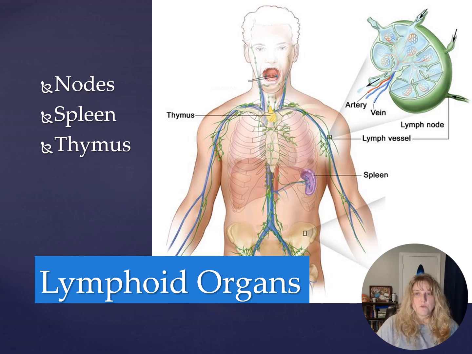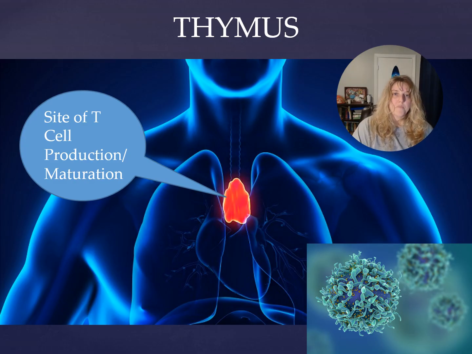Then we have those lymphoid organs. Again, we're talking about the nodes, the spleen itself, and the thymus. And this picture does kind of show you not only your thymus, which sits right up here, it sits on top of the heart in the mediastinum, but you also have the spleen. And the big thing with our thymus, it is the site of T cell production and maturation. So that's the kind of part that it plays.